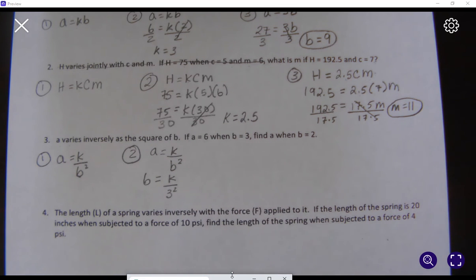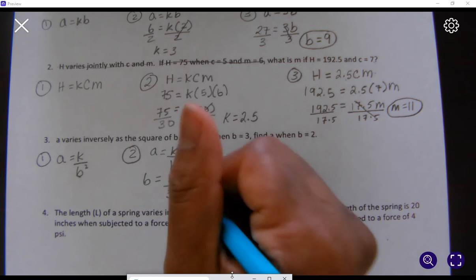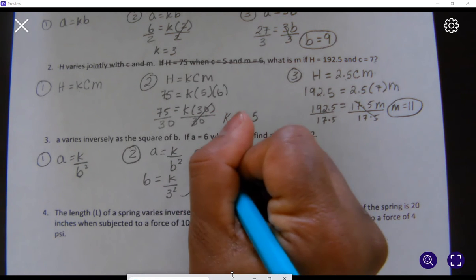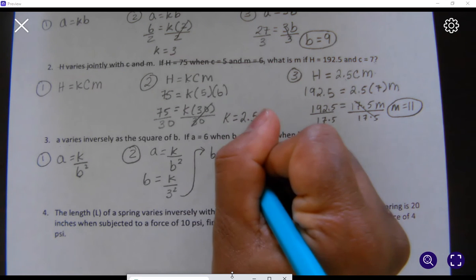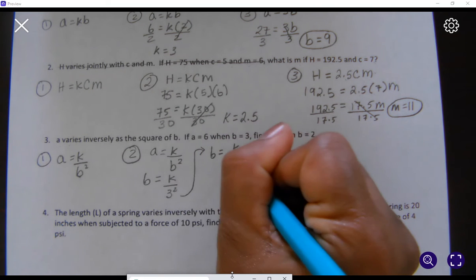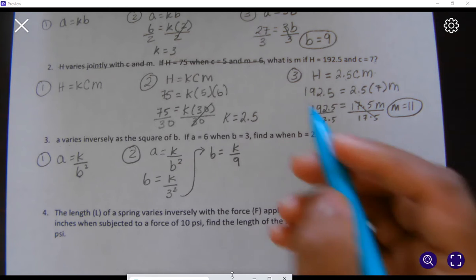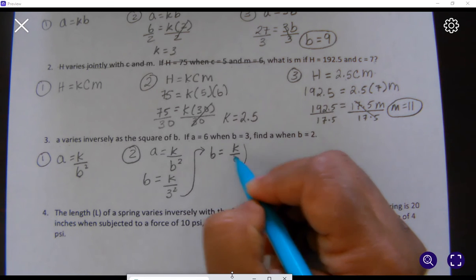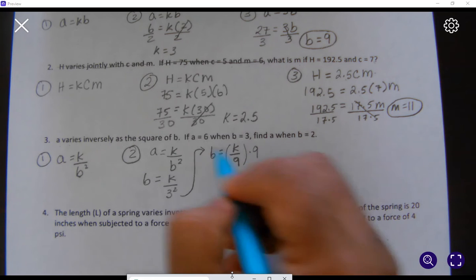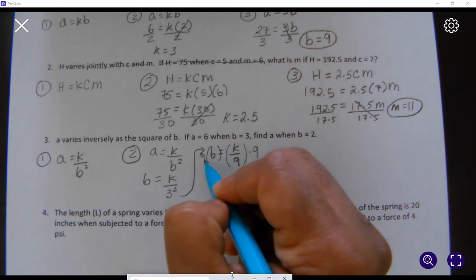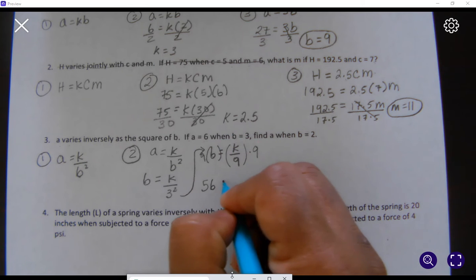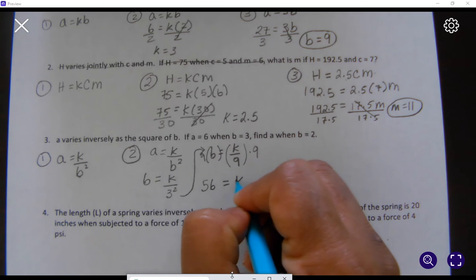Let me find what k is equal to first. I'm just going to give myself some room and come up here. I'm going to simplify first. So you have k over 3 squared, which is 9. And to get 9 out of the denominator, I'm going to multiply both sides by 9. So 9 times 6 is 54, equals k.